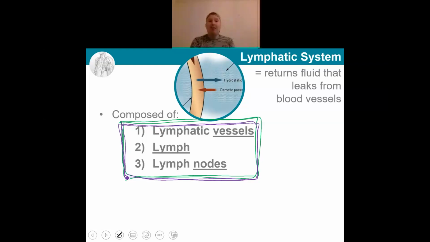Then we're going to have a look at what the lymph actually is. What is the lymph? How is it similar to other things that we've seen, or how is it dissimilar to other things that we've seen? And finally, we'll talk a little bit about the lymph nodes.